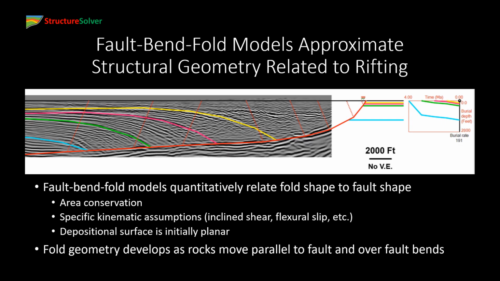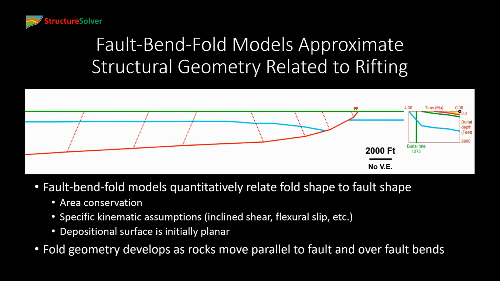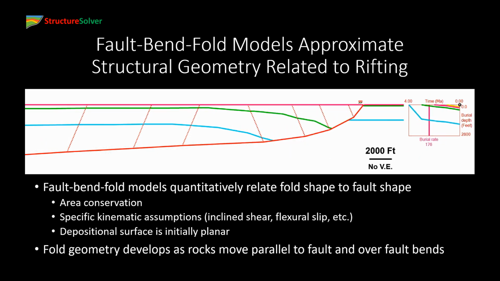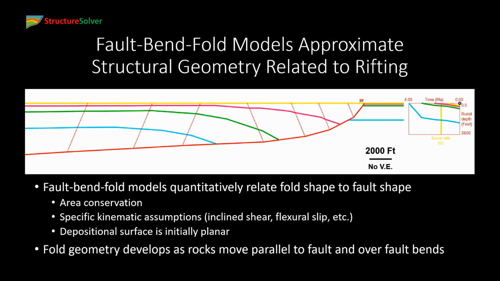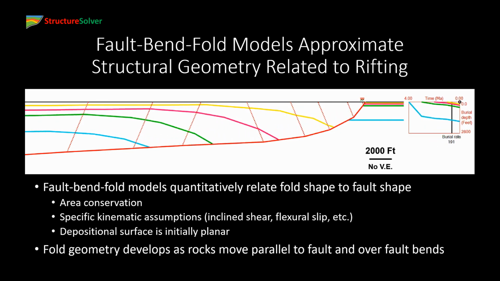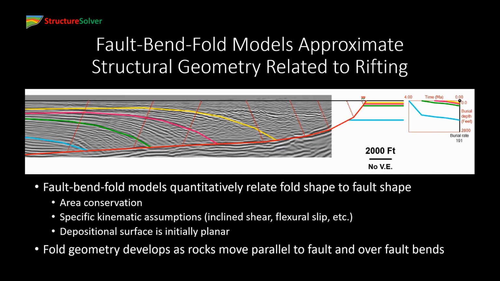Structural fault-bend fold forward models, such as the one shown here, quantitatively relate the seismically observable fold shapes in the hanging wall basin to the underlying geometry of the controlling fault plane. The models assume that as rocks are displaced in the hanging wall of a fault, they move parallel to the underlying fault plane. Bends in that fault plane result in changes in the displacement direction experienced by those hanging wall rocks, causing them to deform and fold in order to accommodate those changes in the displacement direction.